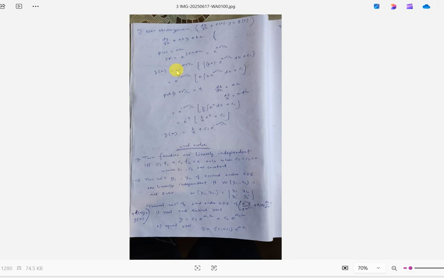Now you will find the solution as e to the power minus ax squared by 2, multiplying with the integrating factor, multiplied with the integral of q of x. Q of x here is bx. So b will be on the outside because it's just a constant. Then x times e to the power ax squared by 2 dx plus c1.